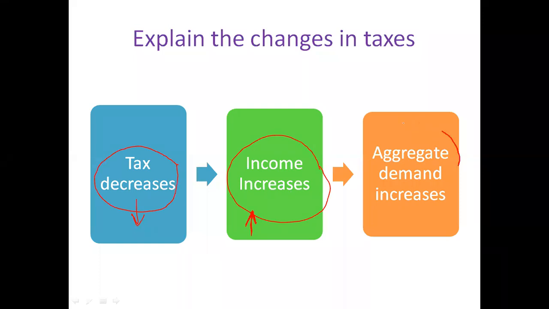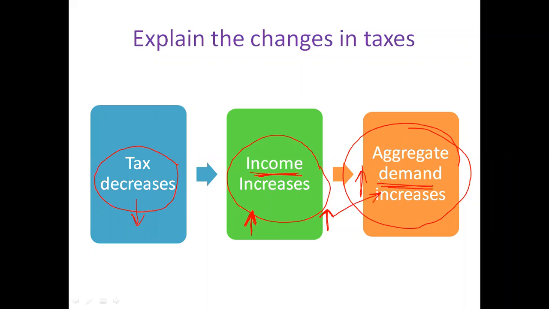When this happens, aggregate demand increases. Demand increases, because income is more. You see, people have a lot of income in their hands. When they have more income, naturally they can consume more, they can buy more goods. So when they buy more goods and services, demand, see, buying goods is nothing but demand, no? So when they buy goods, aggregate demand increases.